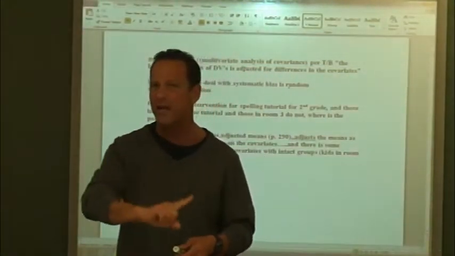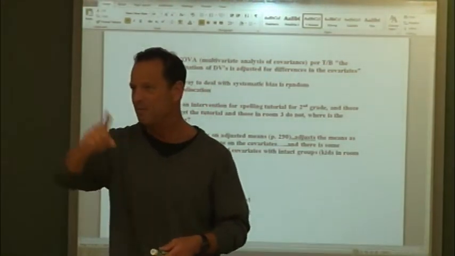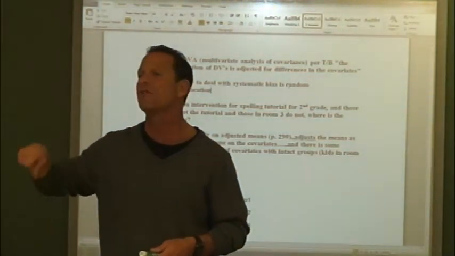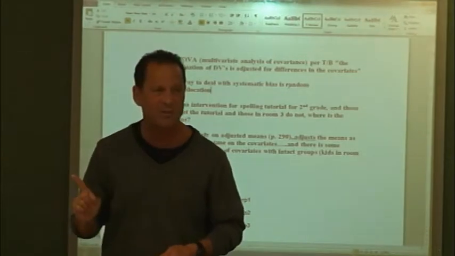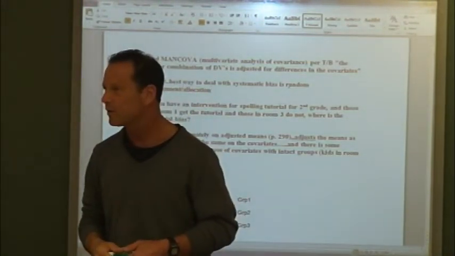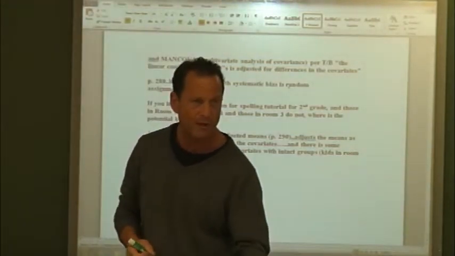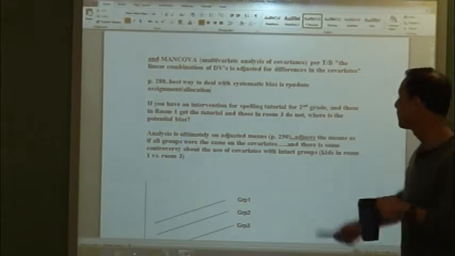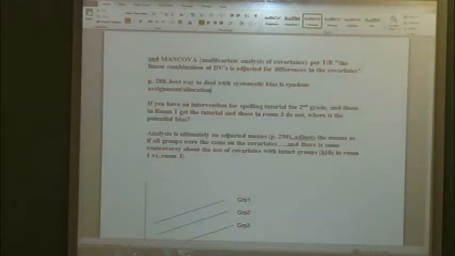So maybe I still randomly assign the intervention. Eeny, meeny, miny, mo, you get it, you don't. So I can randomly assign the intervention, but I can't randomly assign what? Yes, the individuals. So where's the bias? And then I find, wow, room 1, those who got the tutorial, did better than room 3. They may have already been in the smart class. Absolutely.